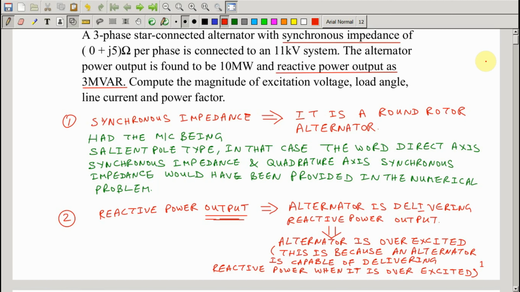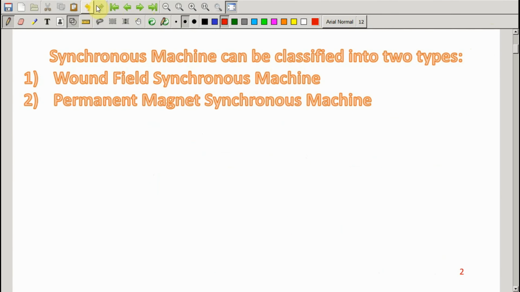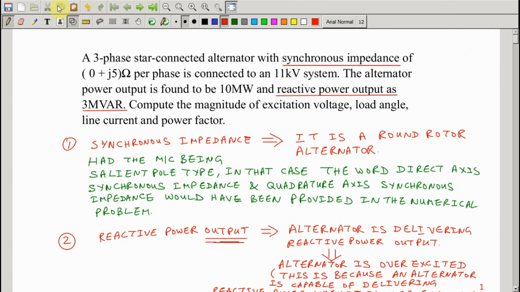So the word output signifies that the alternator is delivering reactive power. Now when an alternator is going to deliver reactive power, this is only possible if the alternator is overexcited, because when an alternator is overexcited, it is capable of delivering reactive power. So these two important things we have found out. Now what is our next step? Next step will be, let me add a page over here.